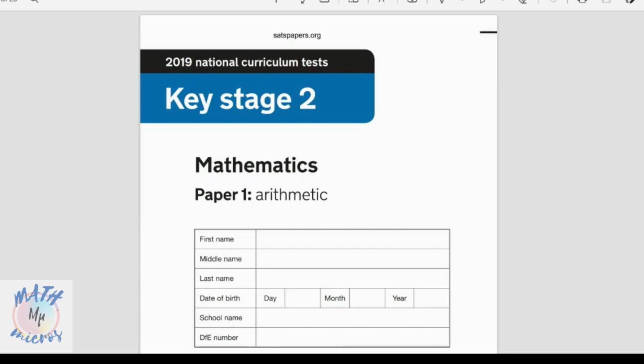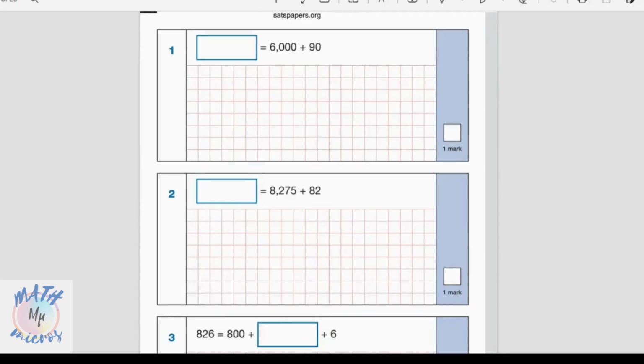In today's video, we are going to look into the Key Stage 2 2019 SATs test, paper 1 arithmetic. Now let's move to question 1. What is equal to 6000 plus 90? You work out the 6000 and the 90. You add them together. So 0, 9, 0, 6. So the answer is 6090. Now let's move on to the second one.